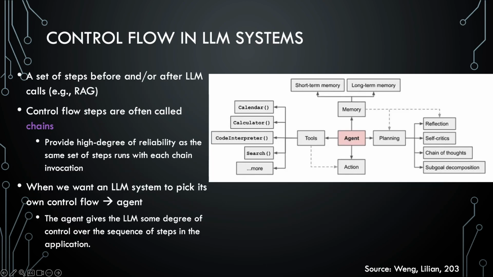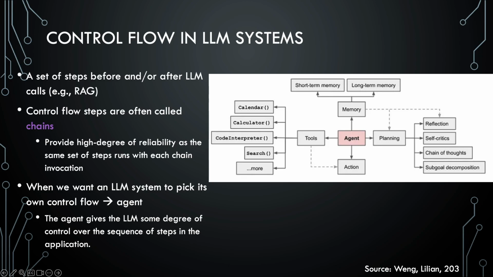Control flow in LLM systems are sets of steps before and/or after an LLM call. Control flow steps are often called chains. Chains represent sequential or parallel steps that pass input to or process input from LLMs. These can be hard-coded, which provides high reliability and reproducibility. Alternatively, they can be LLM generated.